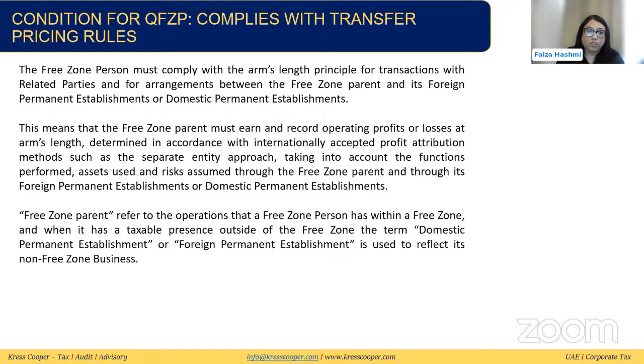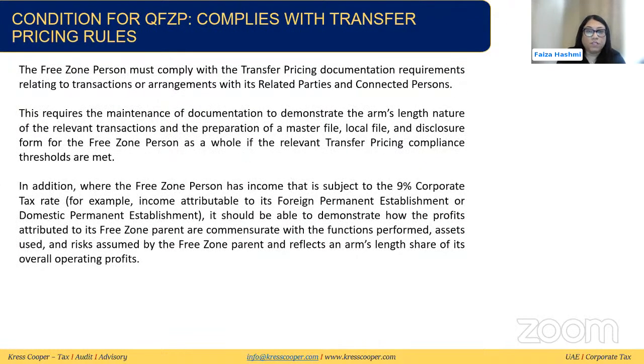So the transaction between the free zone parent, which basically refers to the free zone company, and the foreign permanent establishment, like we said, if their head office is in a foreign jurisdiction, or if it is in UAE, then it's a domestic permanent establishment. So basically, any transaction between them needs to be at arm's length. Also, if there are any documentation requirements, so if you are meeting the condition to maintain a master file or to maintain a local file, then this also needs to be complied with.